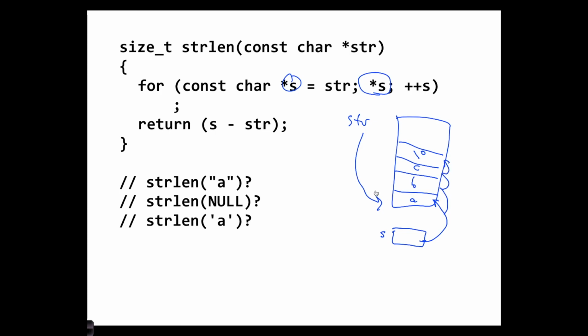Let's put some numbers in here. Let's say this was location 20, 21, 22, 23. And then what does it do? It returns s minus str. s is what value? Sorry, s is 23. What's the value of str? 20. 23 minus 20 is 3. Is that the length of the string A, B, C? It is. This actually works. It's weird, but it works pretty well.